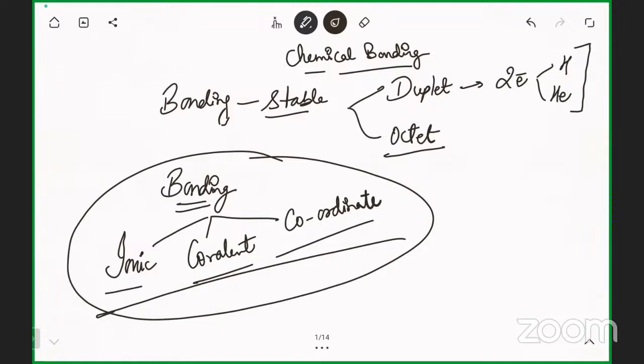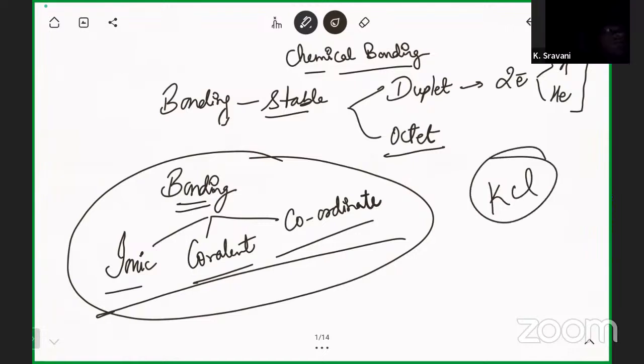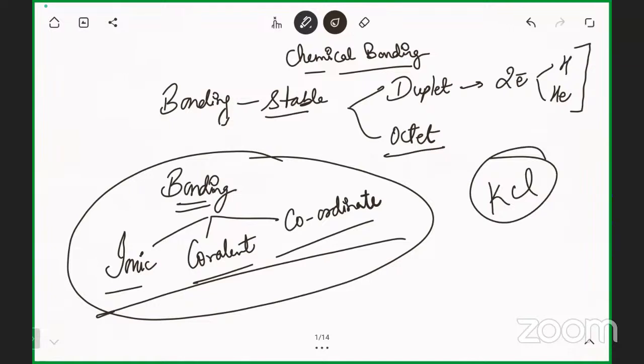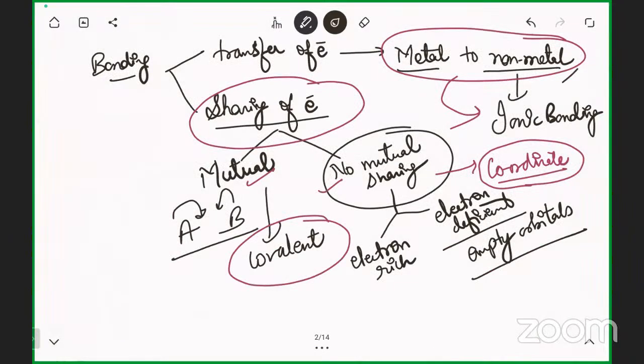H2O, which type of bonding? Covalent. How many lone pairs are present in the ammonia molecule? One. How many lone pairs are present in the water molecule? Two. If I talk about KCl, which type of bonding? Ionic, because potassium is a metal and chlorine is a non-metal. Metal and non-metal, transfer of electron, that is known as ionic bonding.